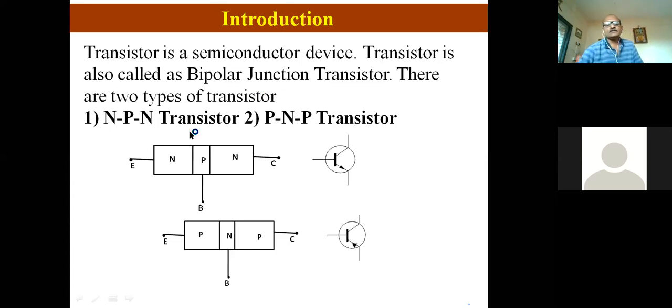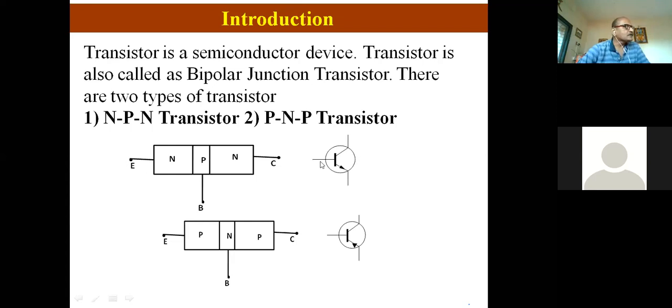It has 2 junctions, emitter junction and collector junction. That's why it is bijunction. The device has 3 terminals: emitter, base, collector. This is the base terminal, this is the collector terminal, this is the emitter terminal. That's why it is called a bipolar junction transistor.